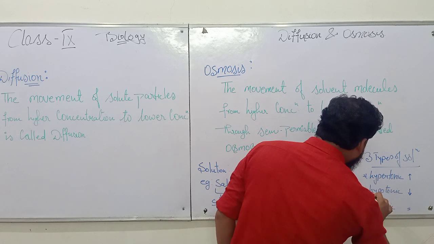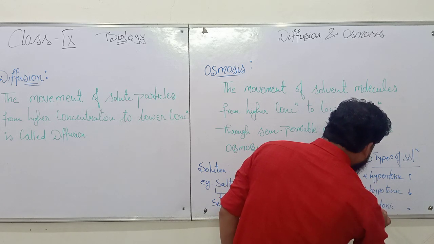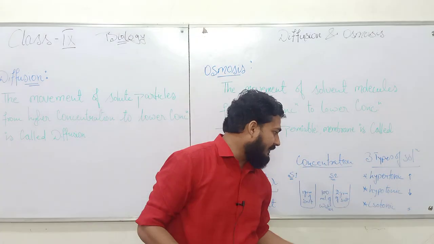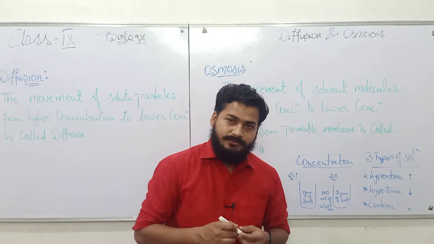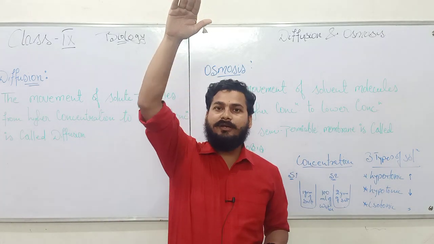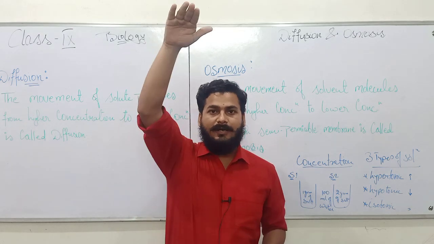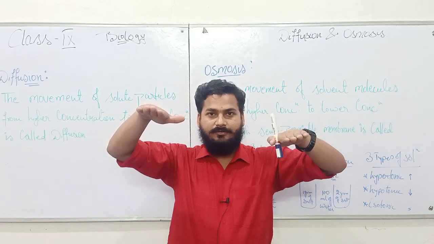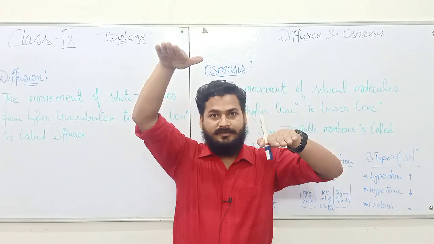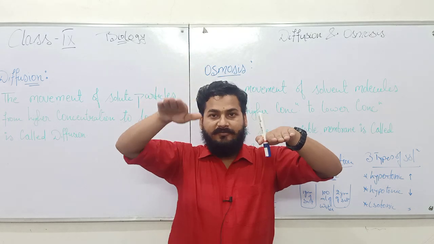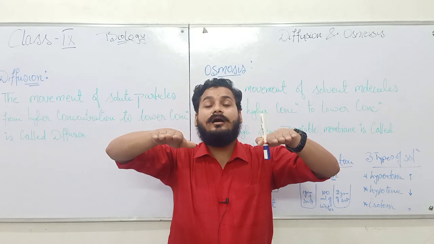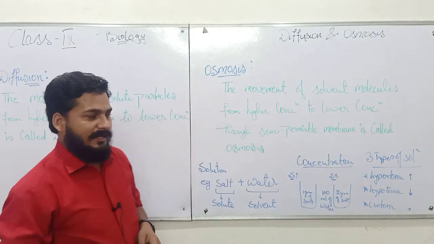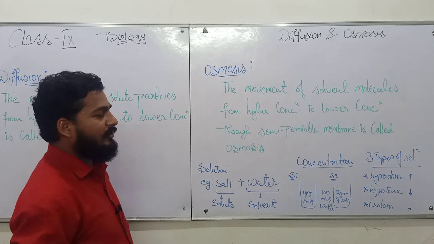If the amount of solute is higher, then hypertonic. If the amount of solute is lower, it is hypotonic. And if it is equal to the solvent, it is isotonic. Let us consider this is the solute and this is the solvent. Okay, solute is higher than solvent, this is hypertonic. If it is equal, then isotonic. If it is lower, then hypotonic. Very simple. I guess you have understood the concept of solution.